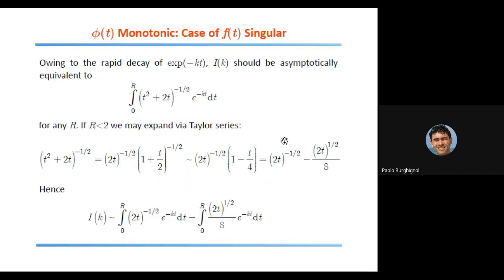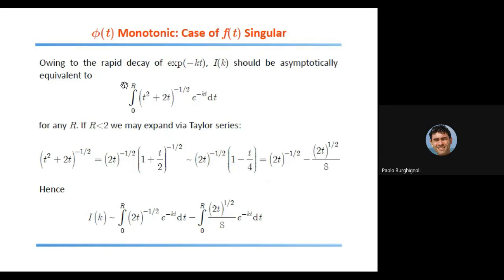So what can you do? Well, you can reason like in this slide. We have said that what matters is a neighborhood of the origin. So the upper integration limit, which was originally 5, is not so important. You can change it at will.